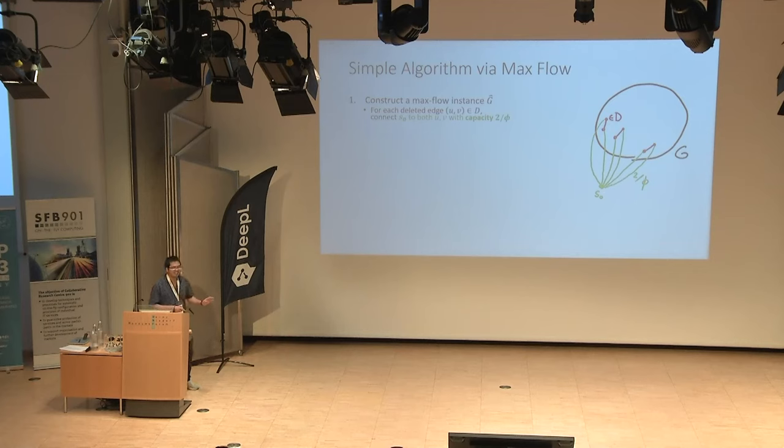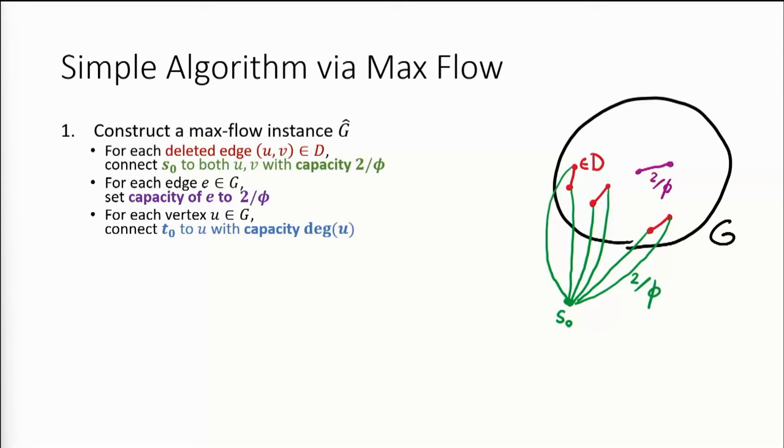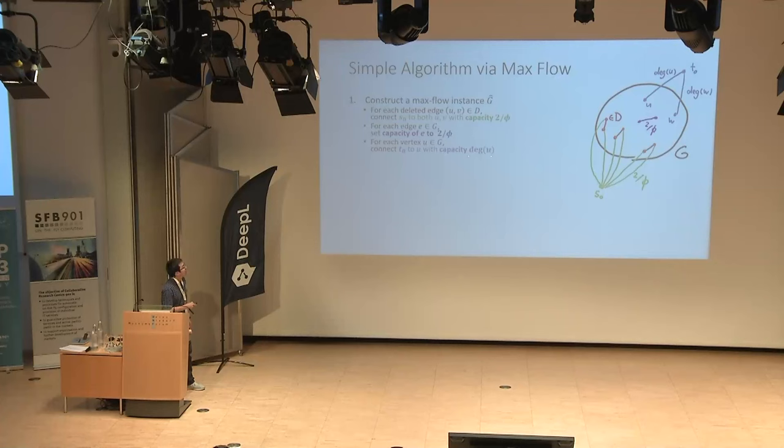Doesn't matter too much because we don't have time for the proof anyway, but I just want to tell you how it looks. For each original edge in the graph G, I will set the capacity to 2 over 5 as well. And for each vertex, every node in the original graph, I connect it to a super sink with capacity equal to the degree of the node U. So that's the graph. It's just some graph with the source and sink.